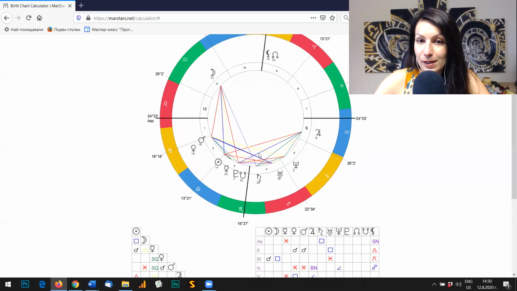So for this person, this is the horoscope of a man, by the way. For this man, we see that he has Scorpio on the cusp of the fourth house.